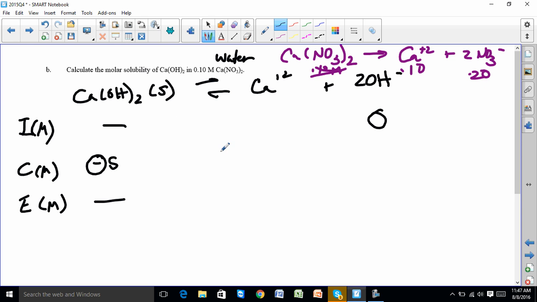Why this problem is interesting is you're used to these being 0, but in this case, this is 0.1. You're not dissolving it in pure water. You're dissolving calcium hydroxide in a solution that also has calcium in it. It's called the common ion effect. This is a 1-to-1 mole ratio, so this goes down S. This is going to go up S. And then because of this 2, this is 2S. And 0 plus 2S is 2S. And S plus 0.1 is S plus 0.1. Remember, S is the solubility, actually the molar solubility.